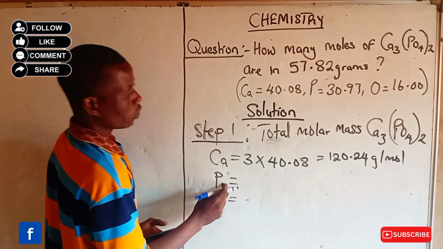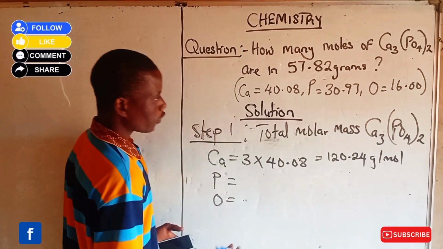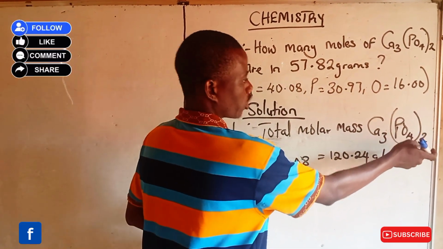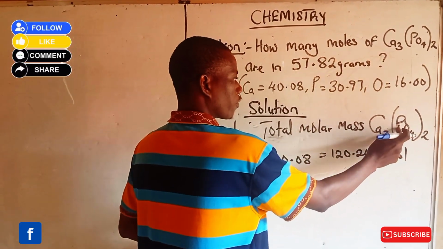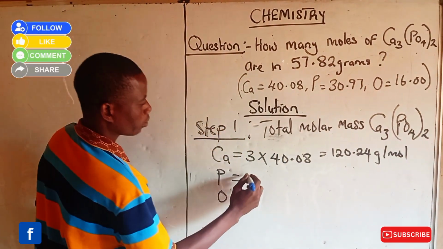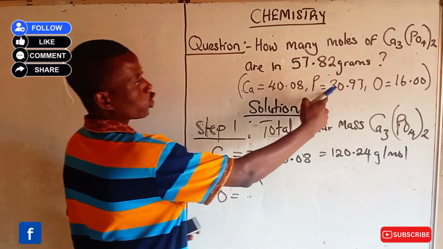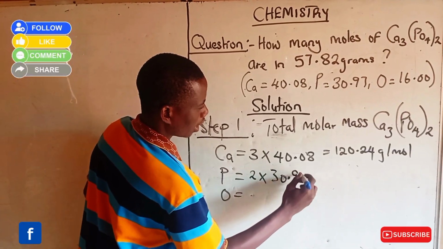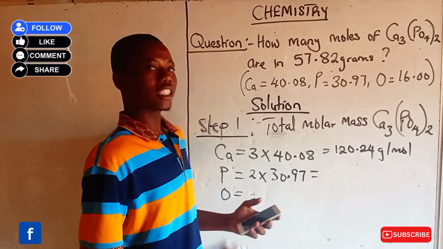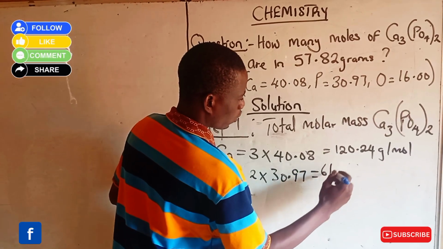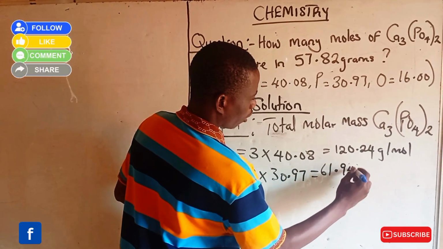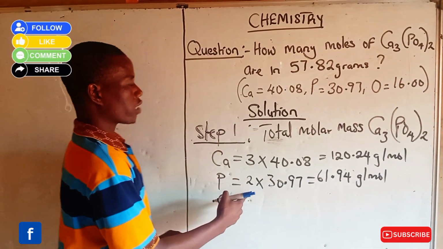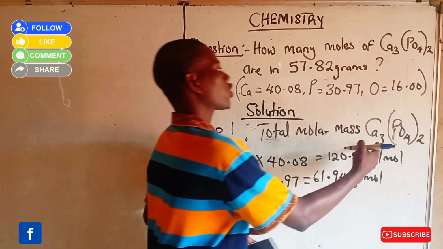Now let's go to phosphorus. In phosphorus, you are having how many molecules of phosphorus here now, which is 2. This 2 involves both the phosphorus and the oxygen. So you are having 2. You'll be having 2 multiplied by the normal molar mass of phosphorus, which is 30.97, which will give us what? 61.94 gram per mole. This is the total molar mass of phosphorus present in calcium phosphate.